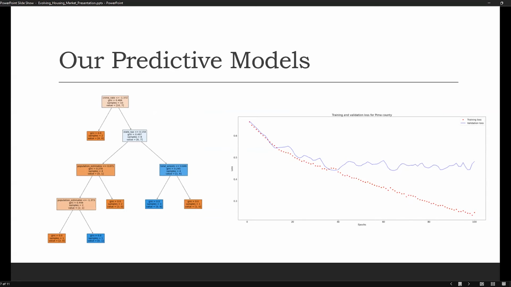In this slide, we have our predictive models. On the left, it's our random forest model, and it comes from the Gila County. The Gini coefficients are between 49.7 and 0%, which tells us that there's a medium to low inequality amongst the values of the Gila County. On the right side, we have our Keras model, and here we showed the training and validation loss for Pima County. We can see that each epoch decreases the training loss. However, the problem is the validation loss is supposed to be almost merged with the training loss to tell us it's an accurate model. We can see on the 40th epoch that it starts to run off on its own.